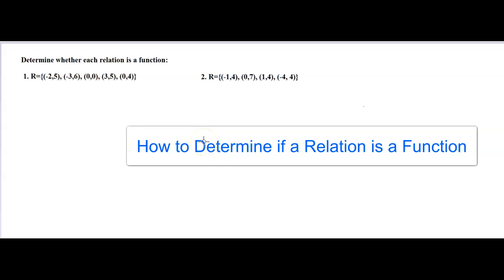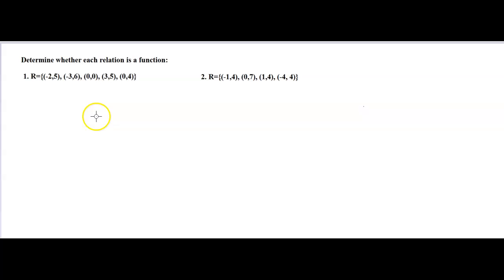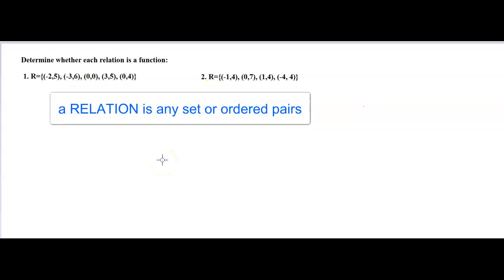How to determine whether a relation is a function. So we're going to look at two examples here to determine whether these relations are functions. Remember, a relation is any set of ordered pairs, so both number 1 and 2 are relations right off the bat because they are a set of ordered pairs.